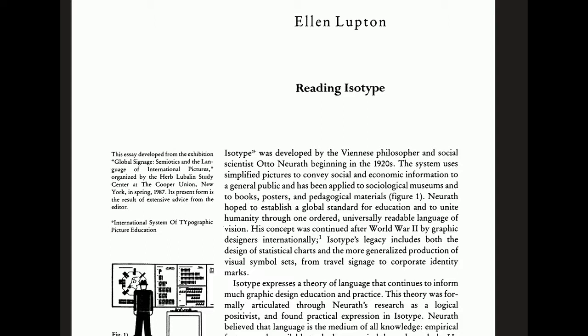While she doesn't overstate this case, I don't think it's quite right, or I'd be careful of saying something like what she says at the beginning of her second paragraph here, that isotype expresses a theory of language. I know what she means, but I'm not sure that it does, or there was never an intention really for it to do so.